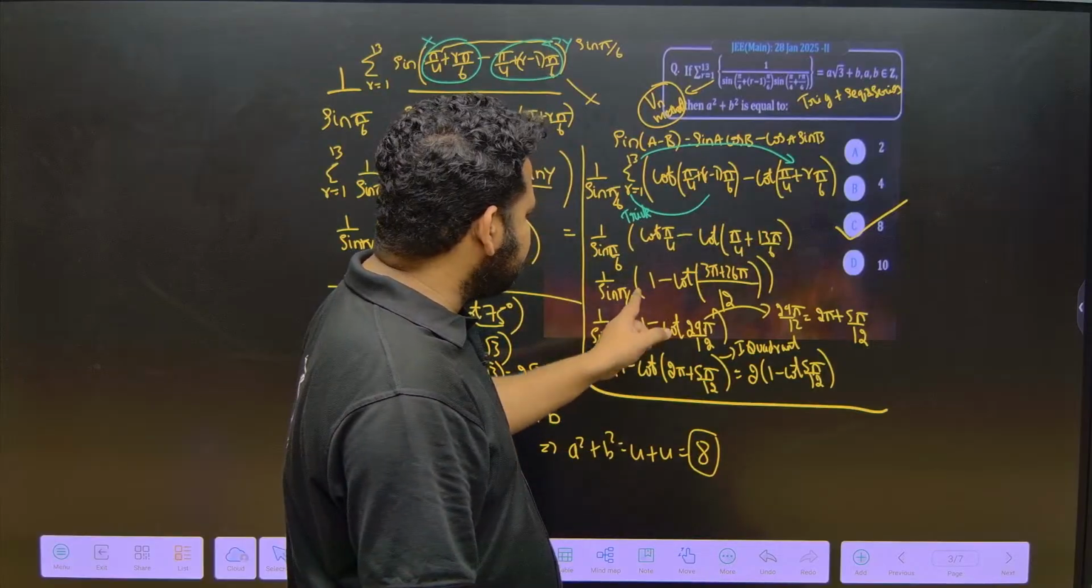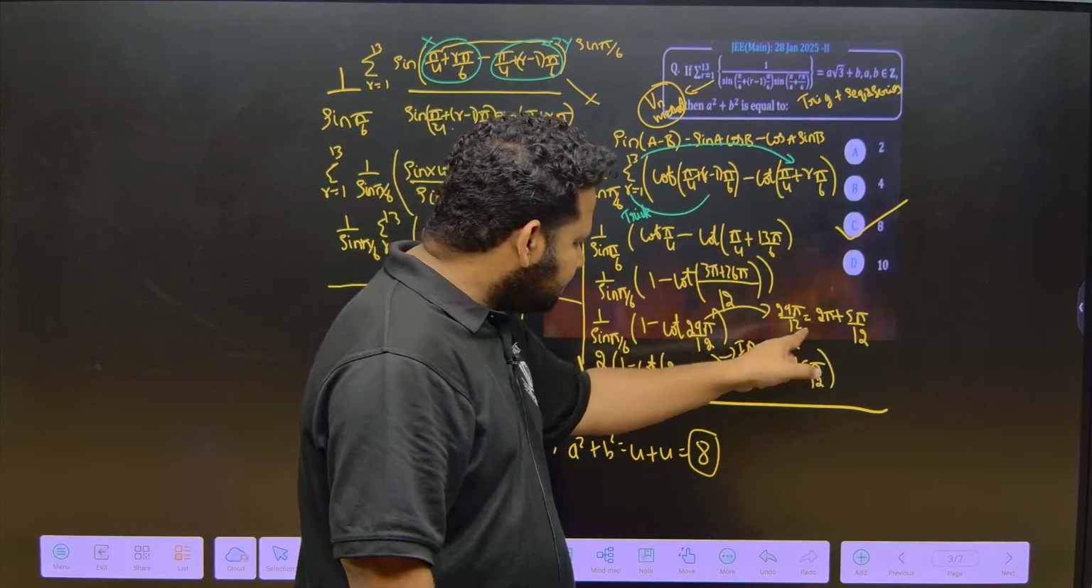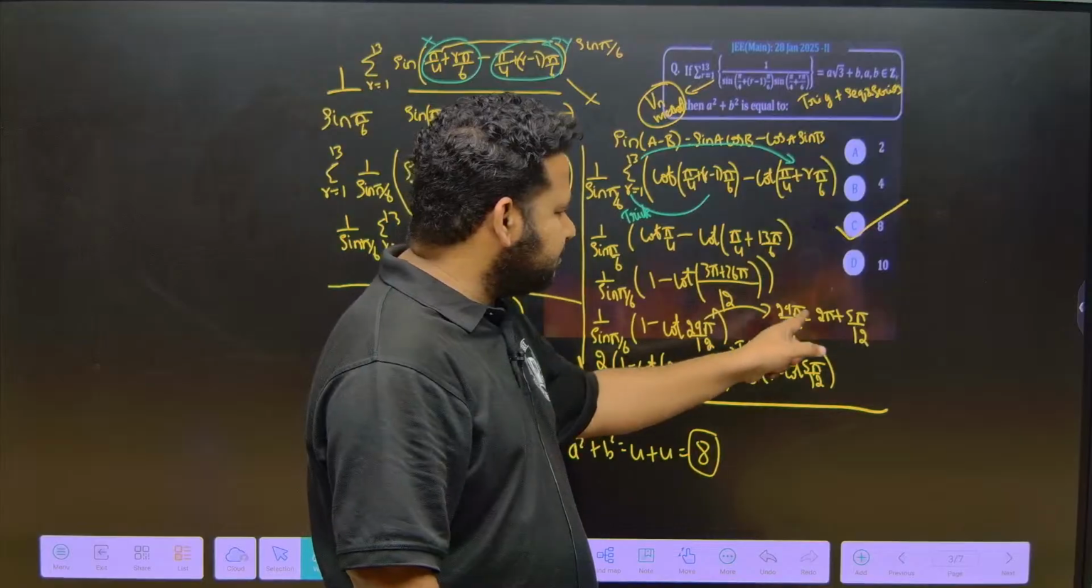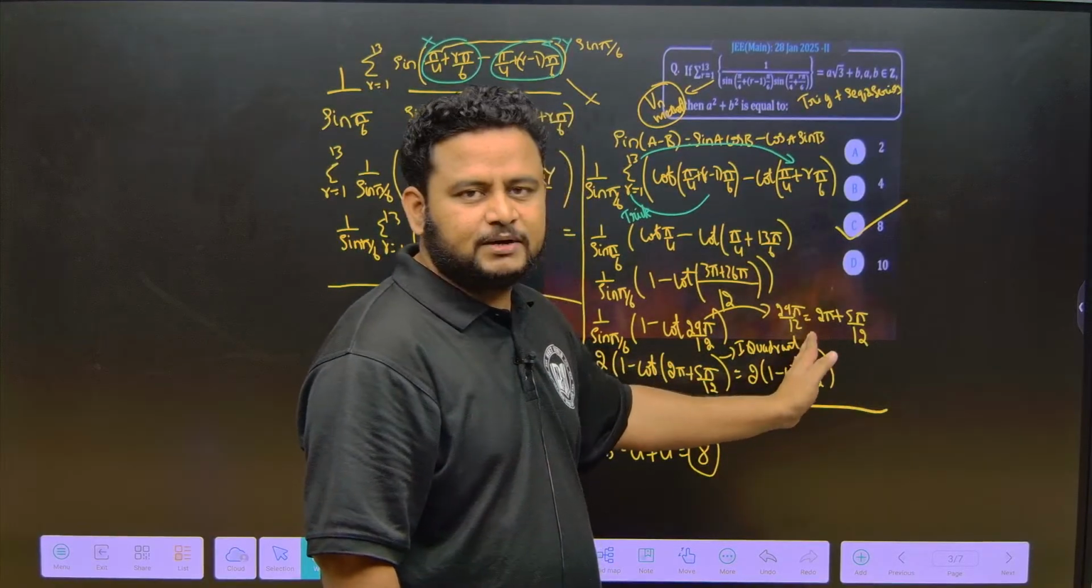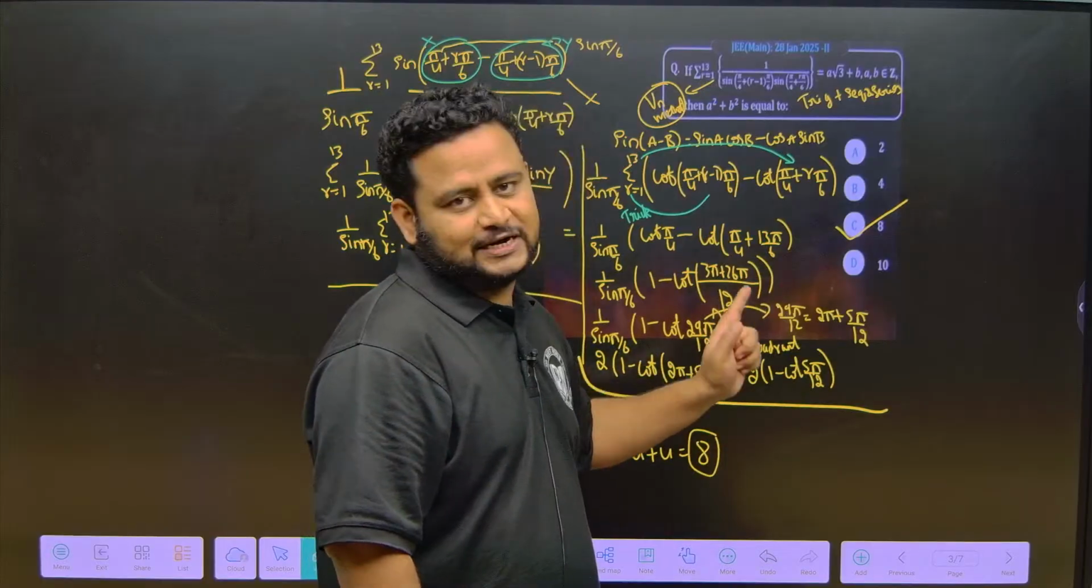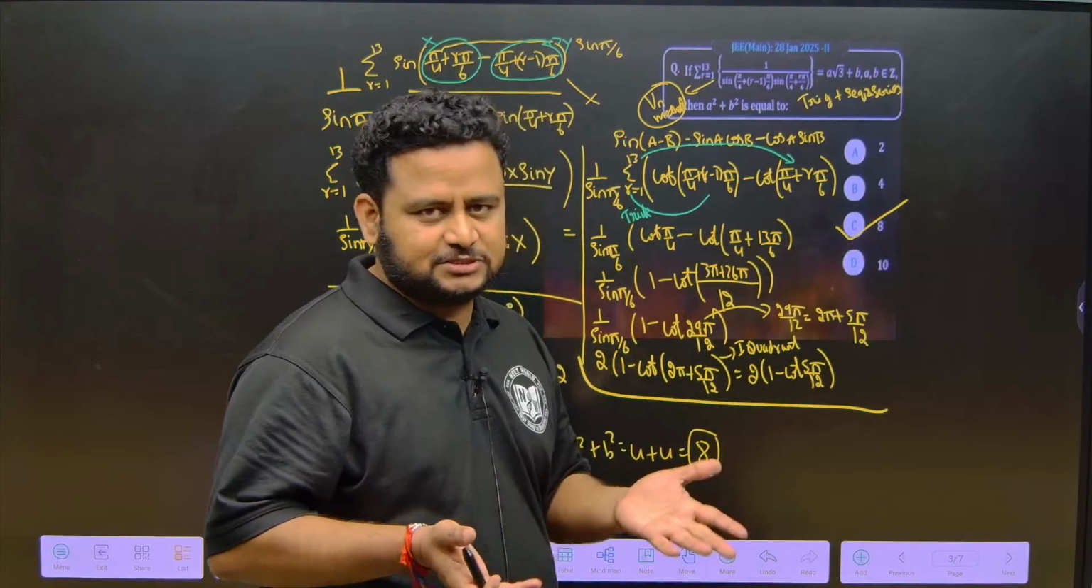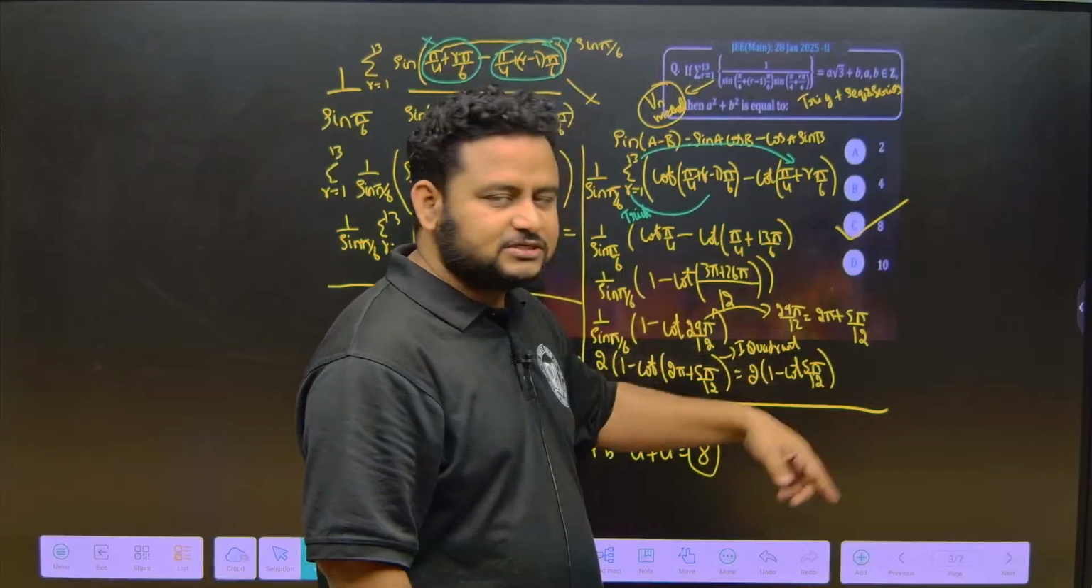So I will get 1 minus cot of 29 pi by 12. On simplification, 29 pi by 12 becomes 2 pi plus 5 pi by 12, which comes back to the first quadrant. In the first quadrant cot is positive, everything is positive. So cot of 5 pi by 12 is cot 75.